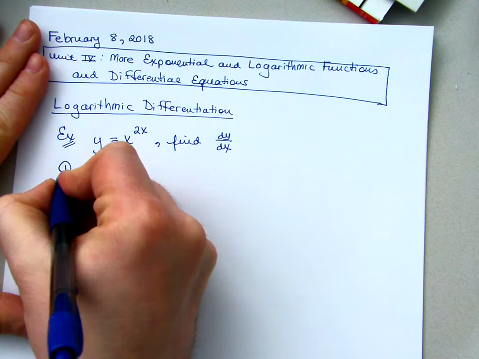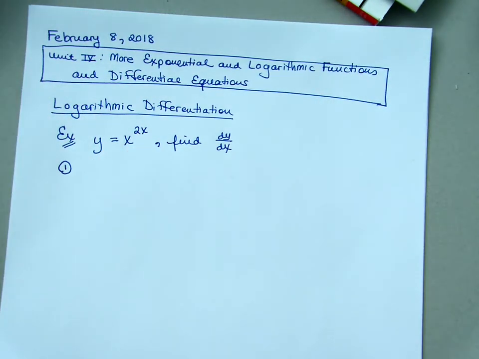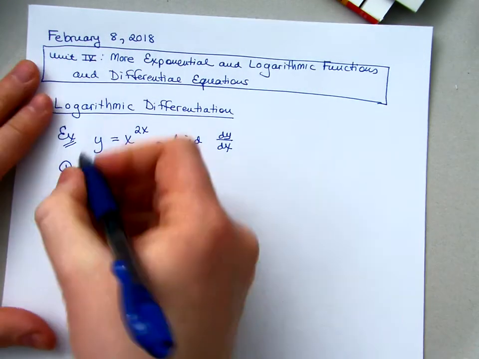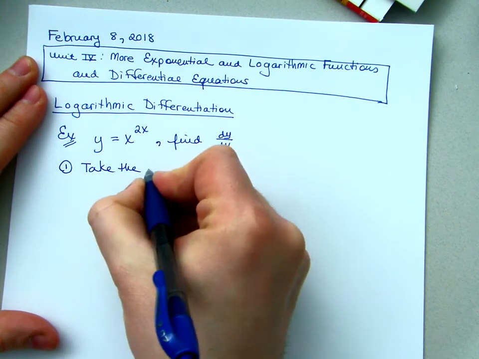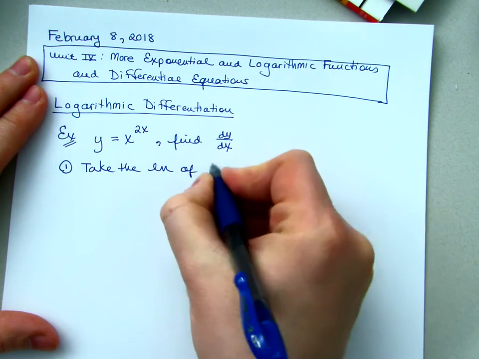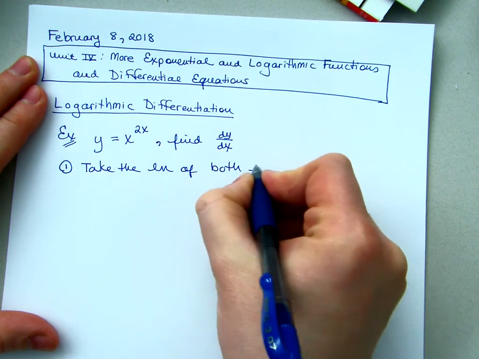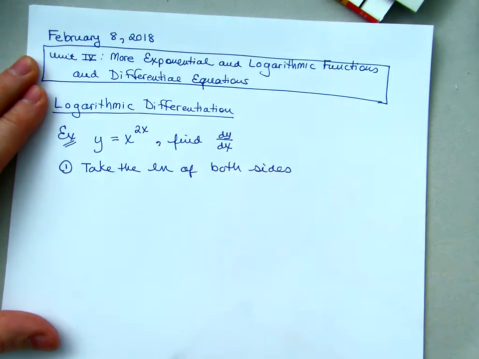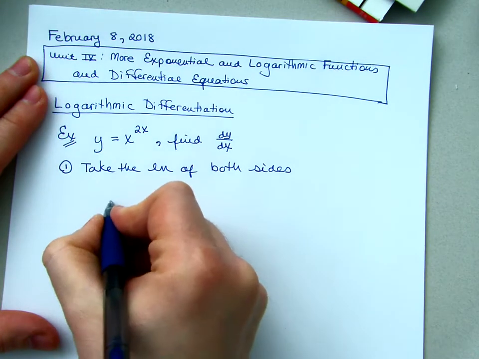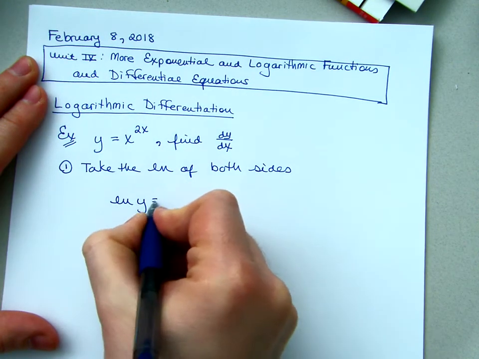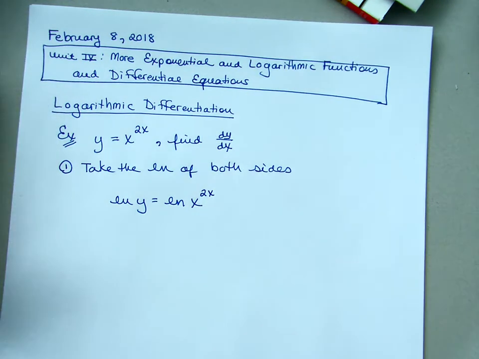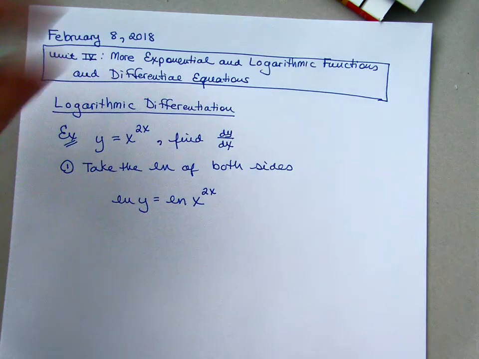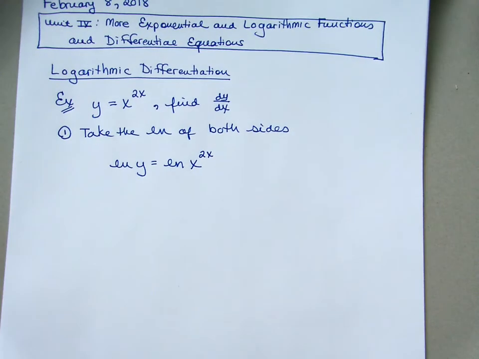Here's how this works. The first thing we're going to do is we're going to take the natural log of both sides. Take the ln of both sides. I'm going to say the natural log of y equals the natural log of x raised to 2x. So I think I actually made it look even worse. What's the point?